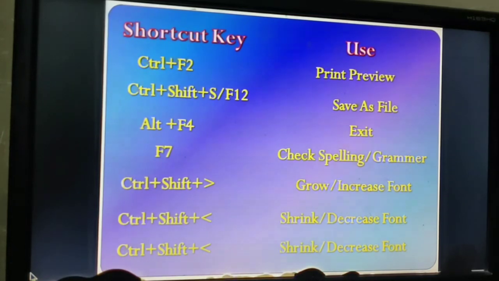Next is Ctrl plus Shift plus S for saving as a file. If you want to save as a file, you can use the shortcut key Ctrl plus Shift plus S, and in some software F12 works. Just remember one thing, F12 means the function key. Don't press F and 12. You have to press the function key F12. And in Save As, you can save your file with a different name, a different file format, and in a different location.